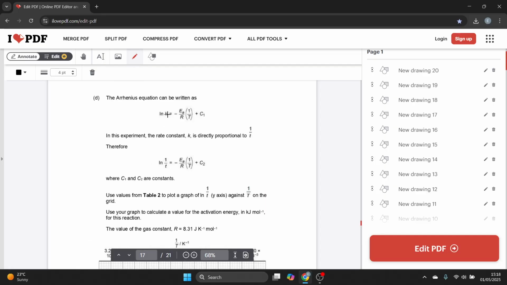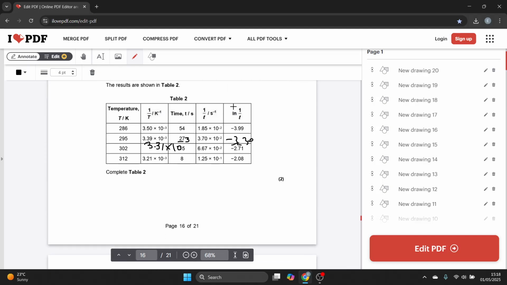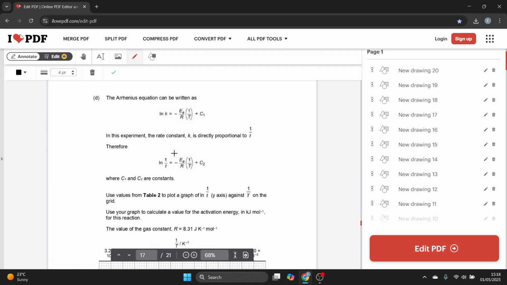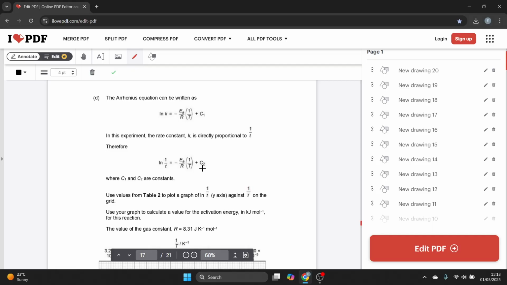It says the Arrhenius equation can be written as this. In this experiment, the rate constant k is directly proportional to 1 over t, where C1 and C2 are constant. Use value from table 2 to plot a graph of this against this. Table 2 is here. So I want to plot ln 1 over t against 1 over t on the grid, and then use a graph to calculate value for activation energy in kilojoules multiplied by -1. But this is the Arrhenius equation. Okay, yeah, they've just tried to make it, I guess, scarier.